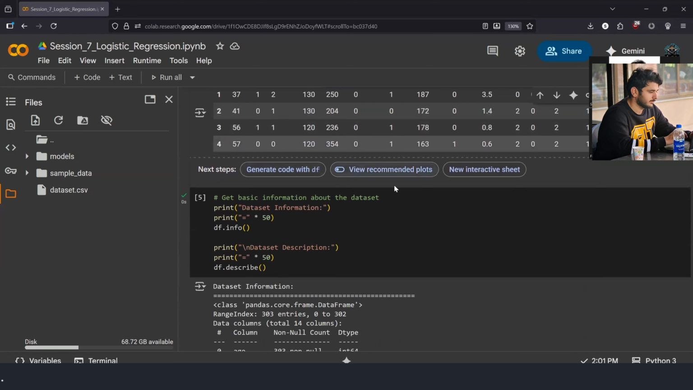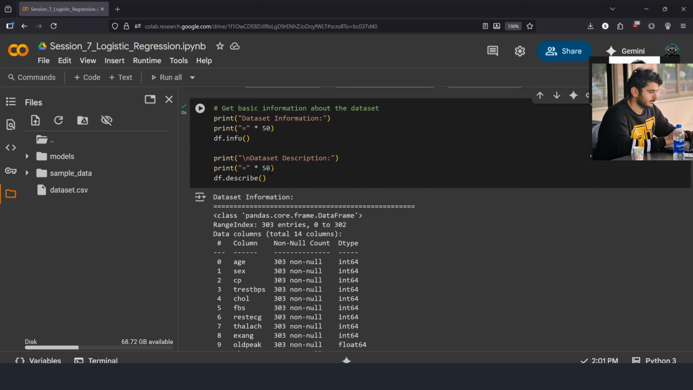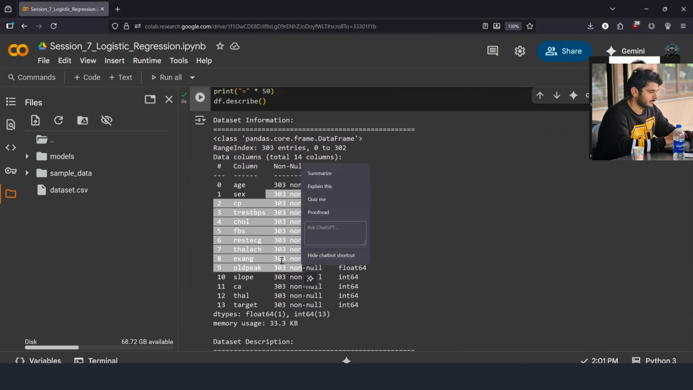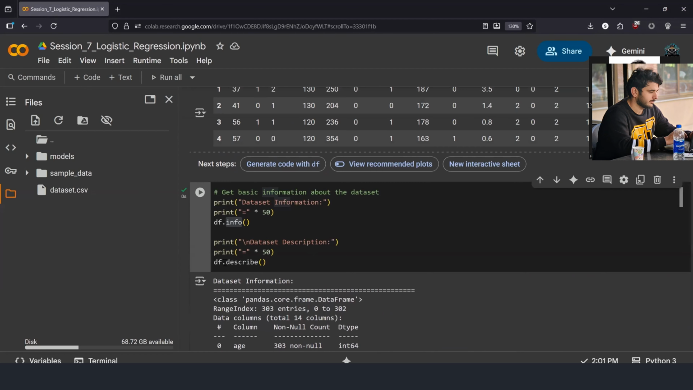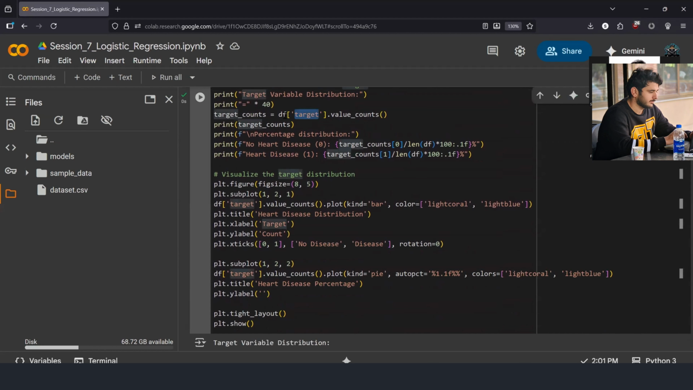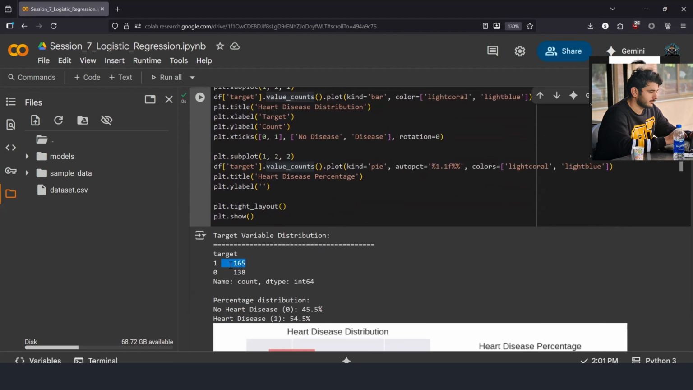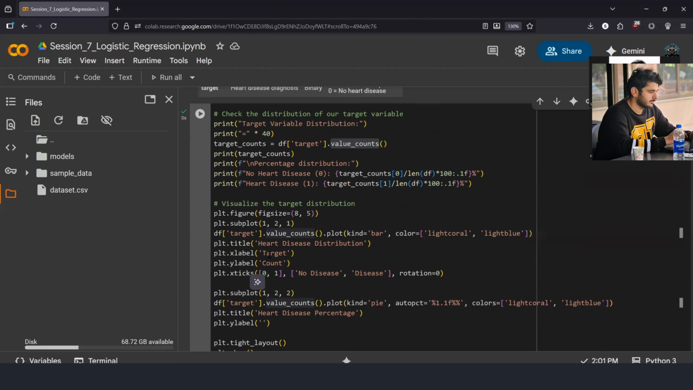Now the dataset is loaded, and we use the info command to see if there are any missing values. There are no missing values. Then df.describe, since our data name is df. Now here we are trying to check how many categories we have in our target variable, like 0 and 1, and how many we have in 0 and how many in 1. So there are 165 patients with heart disease, and 138 that don't have heart disease.